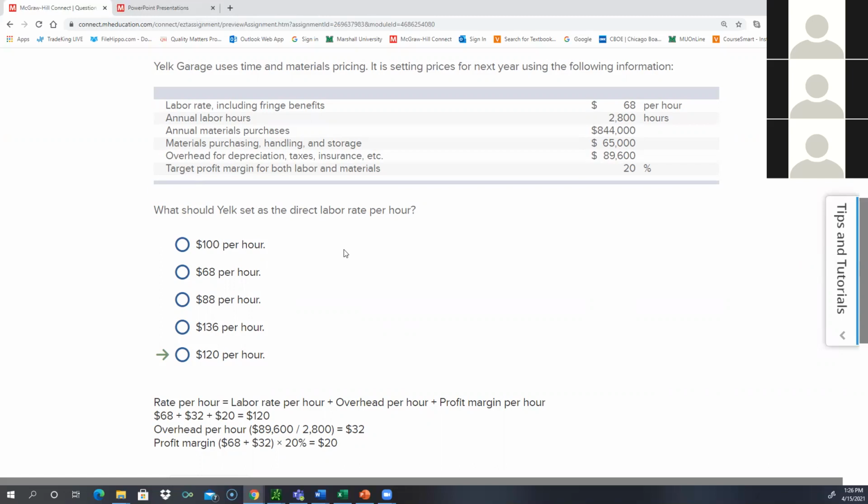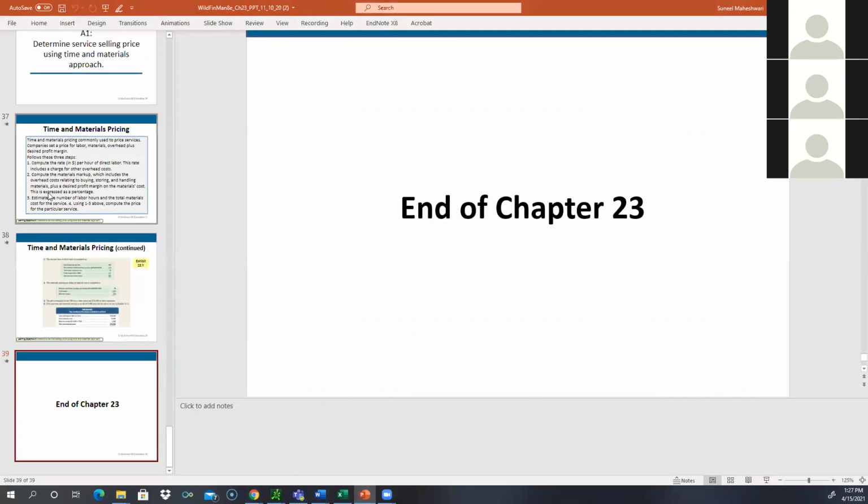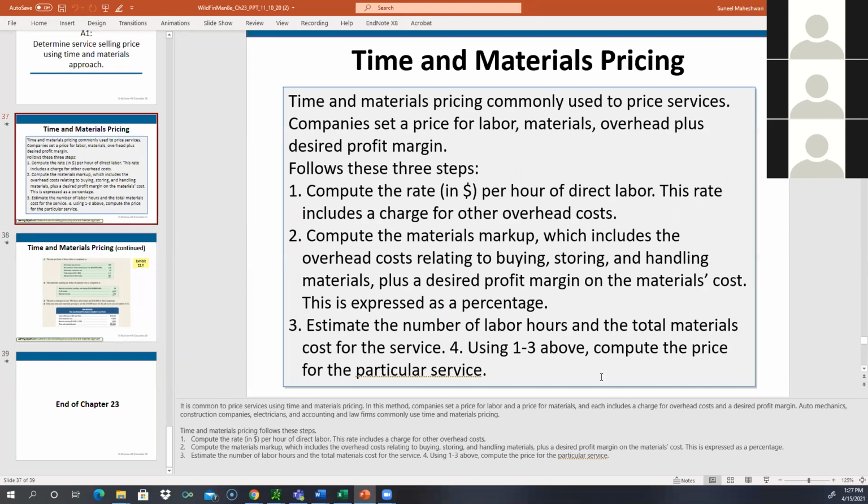I guess I didn't cover that. Did I cover that part? Let me finish that also, time and material pricing. On the time and material pricing, basically, if you are in the service industry, that's what it is used for.